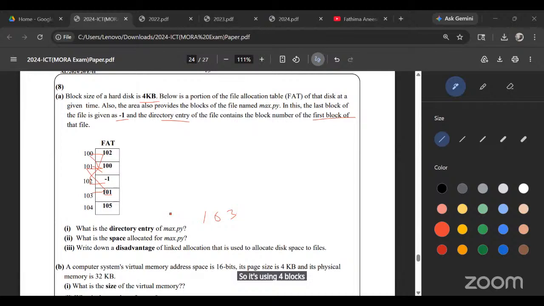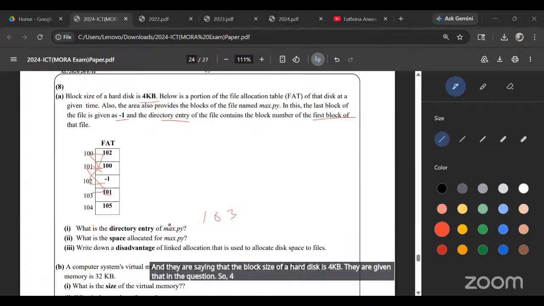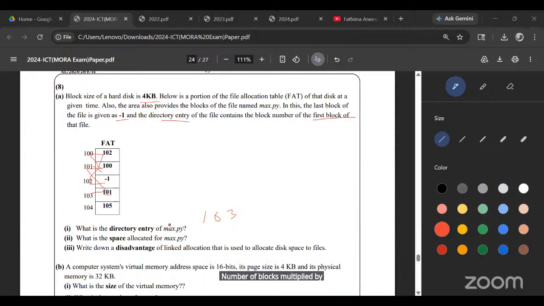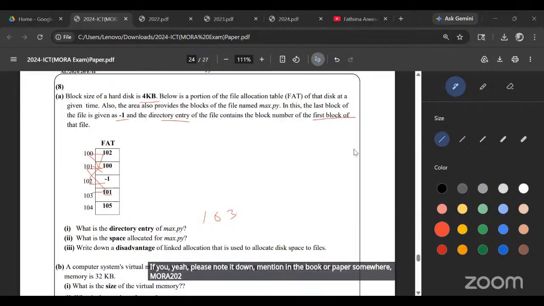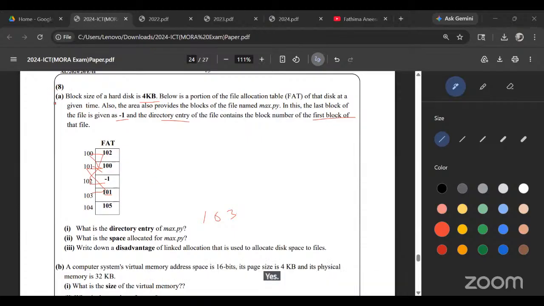And they are saying that the block size of a hard disk is 4 KB. They have given that in the question. So 4 blocks into 4 KB, how much is it? Number of blocks multiplied by block size. Please note it down. Mention in the book or paper somewhere. MORA 2024 paper. Just put question number 8A and write the answers. A, Roman number 1, Roman number 2, Roman number 3. Do it. That's the best way.